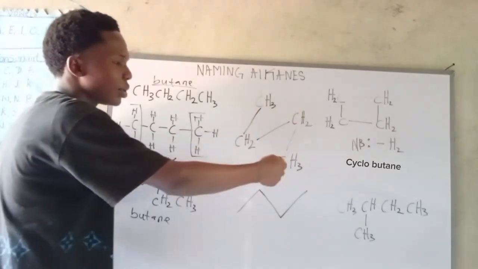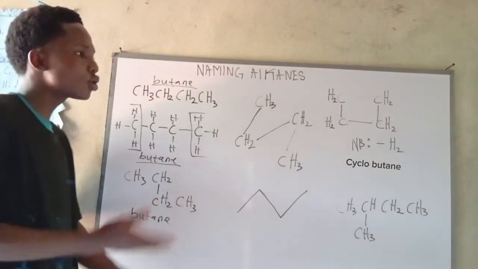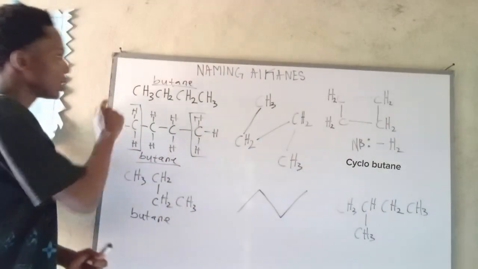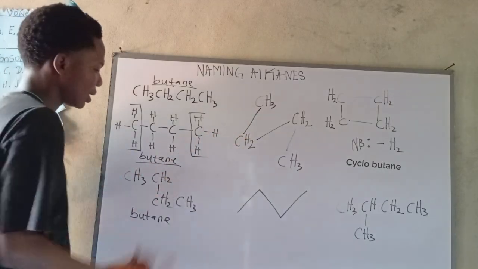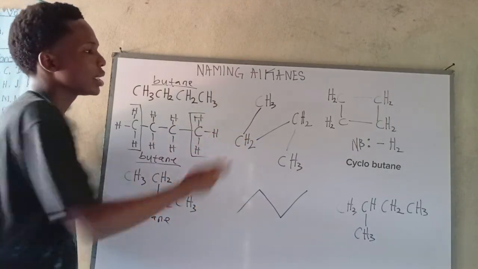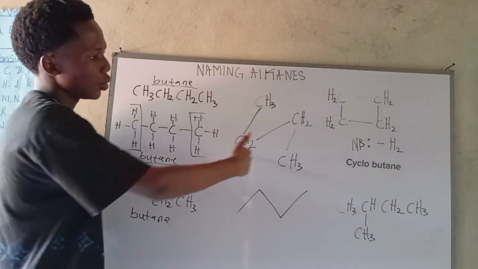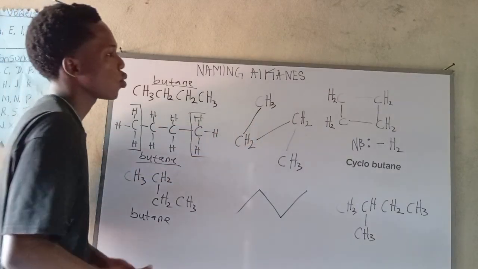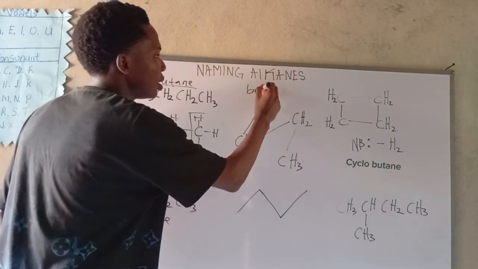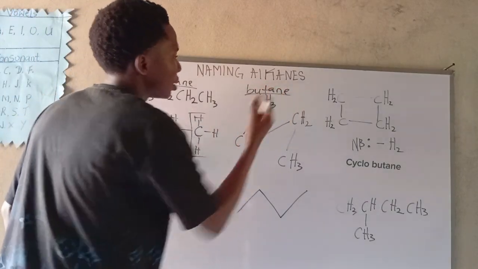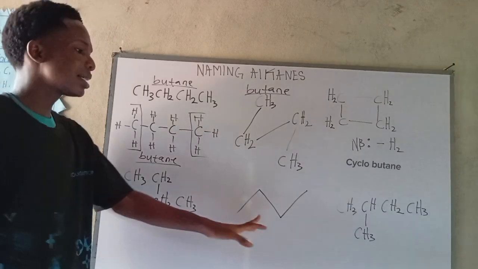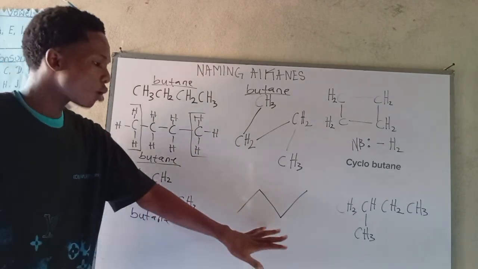Looking at the longest carbon chain, it doesn't have to be horizontal. You don't have to count it like this, or like this. Sometimes the longest carbon chain can be zigzag, which is why this guy is also called butane. Take note of all this. Now, finally, this guy is the weirdest.